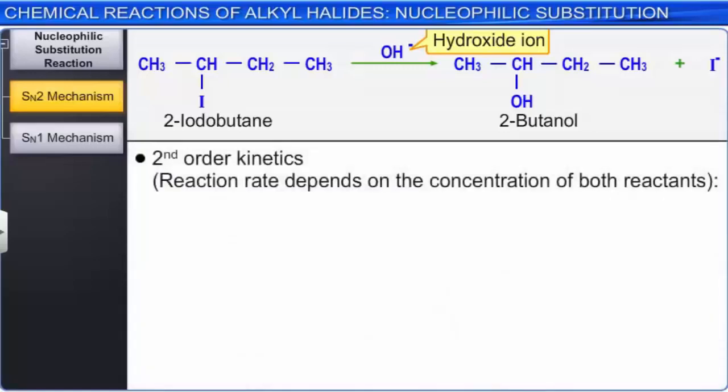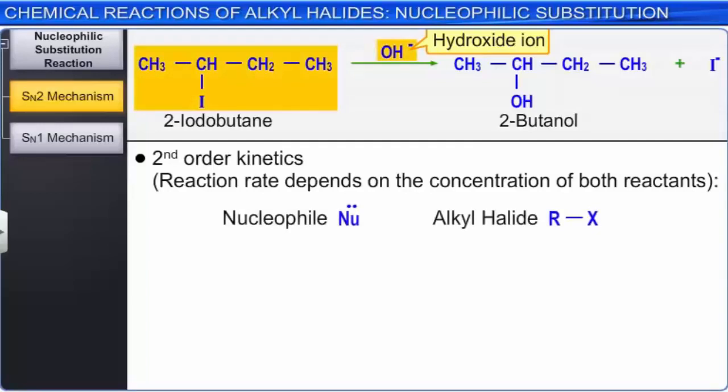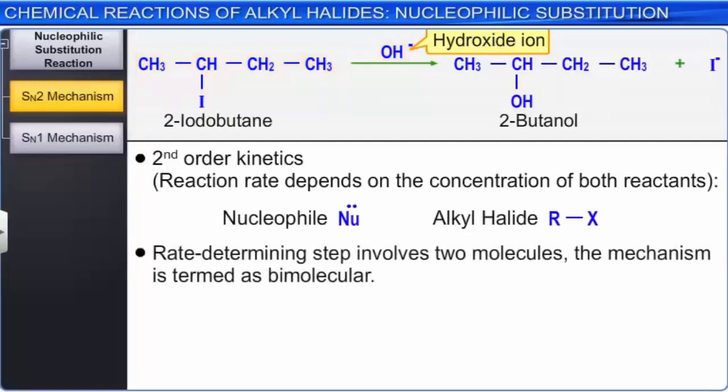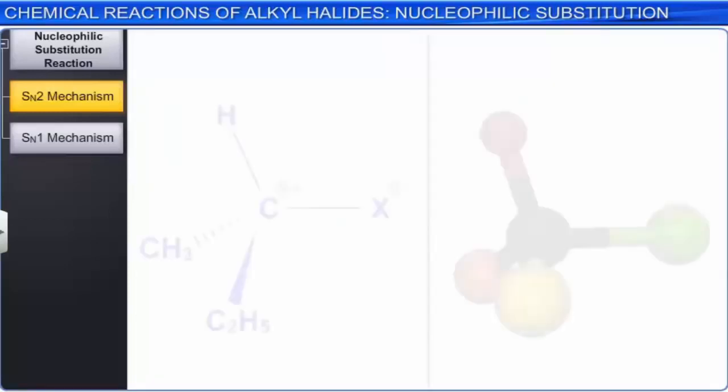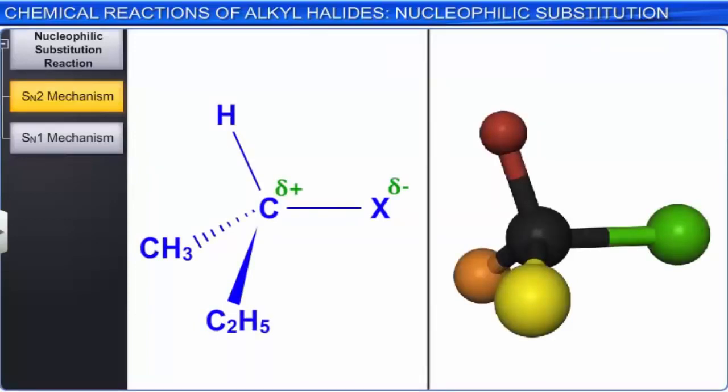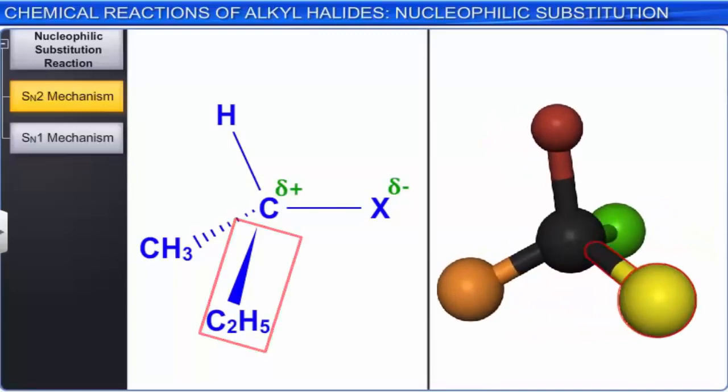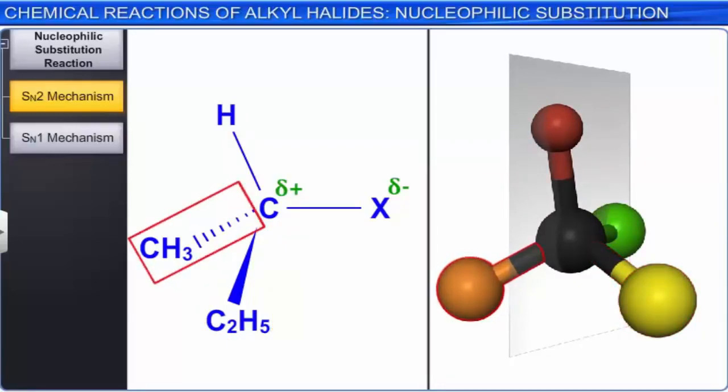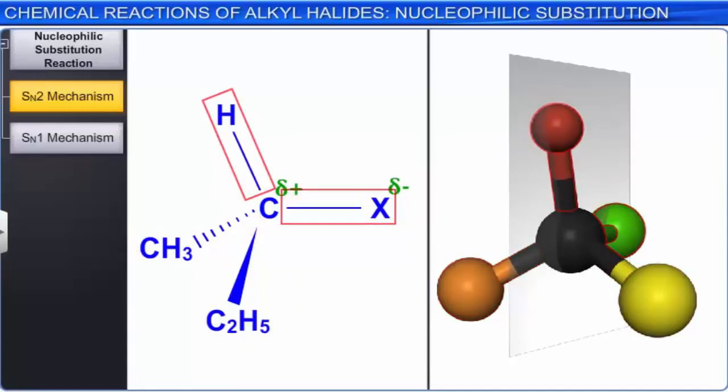This reaction follows second-order kinetics, meaning that the reaction rate depends on the concentration of both the nucleophile and the alkyl halide. As the slow step or rate-determining step involves two molecules, the mechanism is termed as bimolecular. This reaction occurs in a single step and does not involve any intermediate. Take note of the three-dimensional arrangement of the atoms around the carbon in the alkyl halide. The solid wedge is used to show the bonds coming out of the plane of the screen. The dashed lines show bonds going down the plane of the screen, while the straight lines represent the bonds in the plane of the screen.